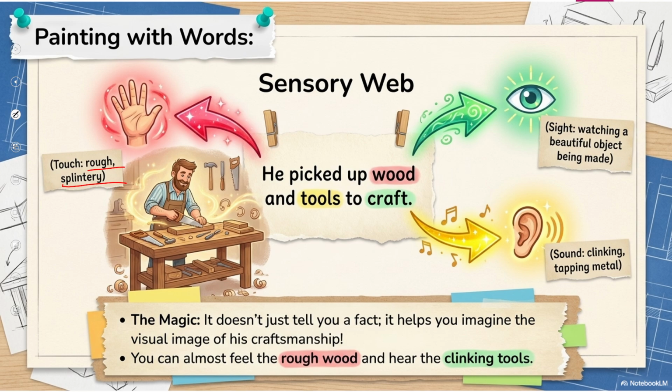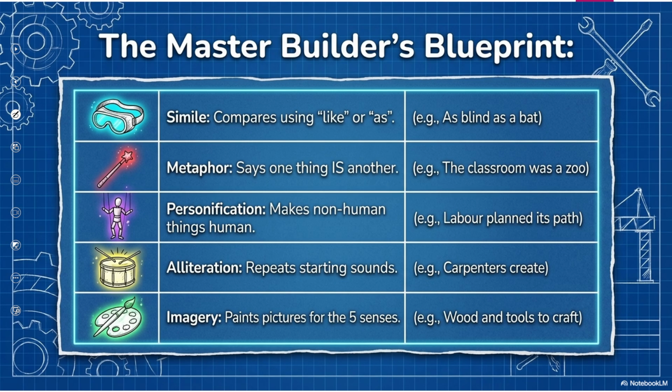He picked up wood and tools to craft. Sight words like beautiful object being made, sounds like clinking, tapping metal. All these words make an image in your mind. The magic: it doesn't just tell you a fact, it helps you imagine the visual image of his craftsmanship. You can also feel the rough wood and hear the clinking tools.